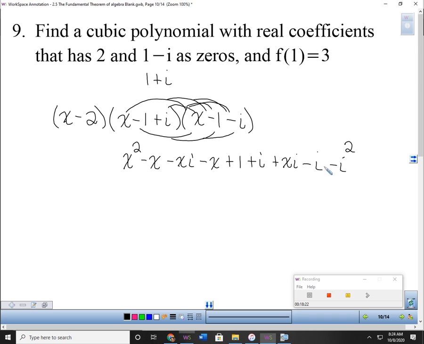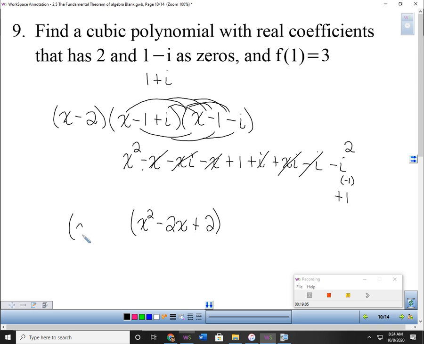So all of your i's should end up going away, all right? So like this negative xi and this positive xi cancel, and the positive i and the negative i cancel. And then you change that i squared to a negative 1, and a negative 1 times a negative 1 is a positive 1. So if we put this in order here, you have your x squared. You've got a negative x and a negative x. That makes negative 2x. So fix those. And then 1 plus 1 is 2.